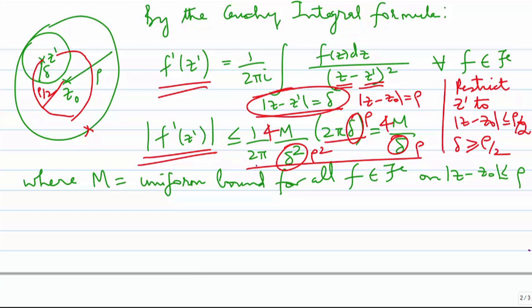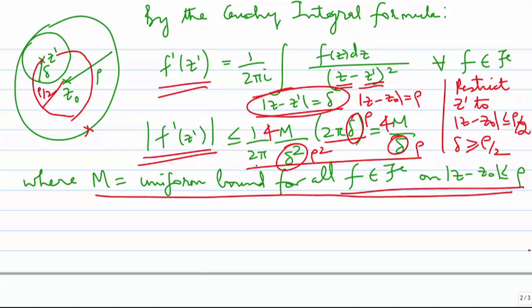All right, now you see, of course, m is the uniform bound for all the functions in the family on the bigger closed disk centered at z0 and radius rho. But what does this give you? You see, now you calculate what is f of z1 minus f of z2, okay, what will this be if you take z1 and z2 inside this to be two specific instances of z prime.